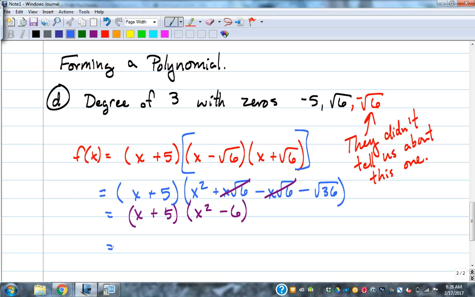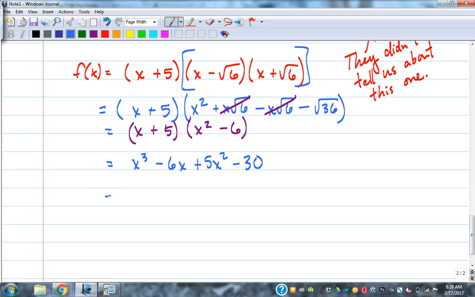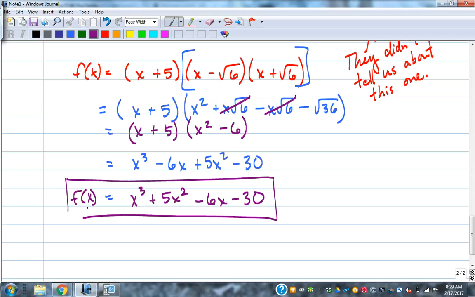Because then you just distribute the x, that's x cubed, and minus 6x, and then plus 5x squared minus 30. And then rearrange it so that it's in descending order because mathematicians are OCD like that. We got to have things in order. And you found the polynomial. Or excuse me, you formed the polynomial. That sounds like you did something really amazing. You formed it.